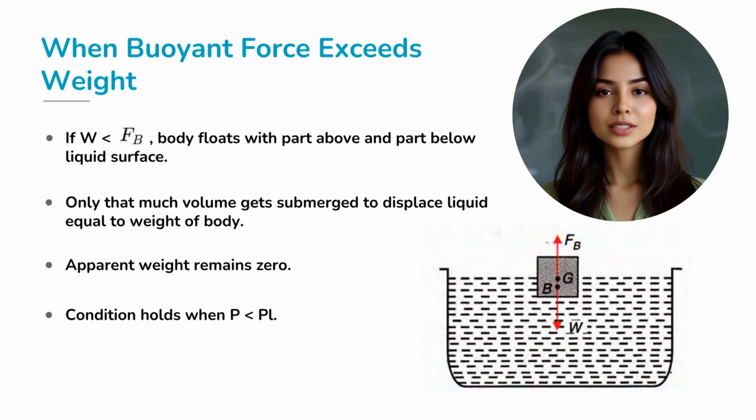Next, the third case. If the weight of the body is less than the buoyant force, W less than Fb, then only part of the body gets submerged. Why? Because the liquid only needs to displace enough volume such that the weight of the displaced liquid equals the body's weight. This is why a wooden log or an iceberg floats with some part above water and the rest below. The density of such bodies is less than the density of the liquid, rho less than rho L. That's why ice, with density about 0.9 grams per cubic centimeter, floats in water.